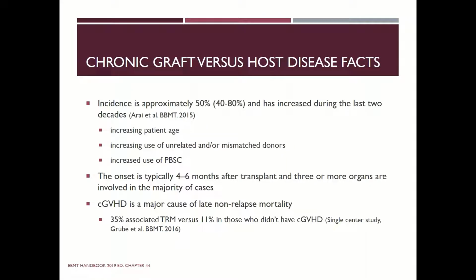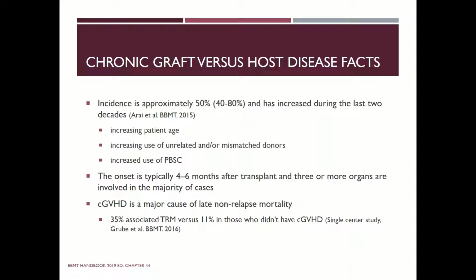These are some fun facts about chronic graft-versus-host disease. Its incidence is approximately 50%, but the range is quite wide, 40 to 80%, depending on which reference you consult. It's clear that the incidence has increased during the last 2 decades. This is probably due to many factors, but primarily 3. First, the increasing patient age at time of transplant or recipient age, the increasing use of unrelated and or mismatched donors, in particular the use of haploidentical transplants, and the increased use of peripheral blood stem cell grafts.